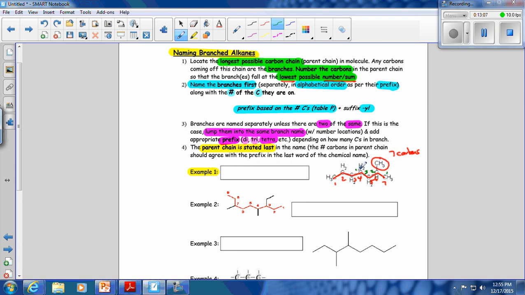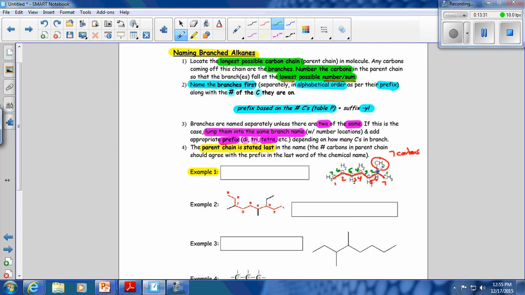Based on the rule, it says that you want to number the carbons the lowest possible number where the location of the branch is going to be. So we want to go with a number system that's in green because our branch falls on the second carbon. If we were to go to the red sequence, the branch would fall on the 6th carbon. We want to keep it as low as possible.